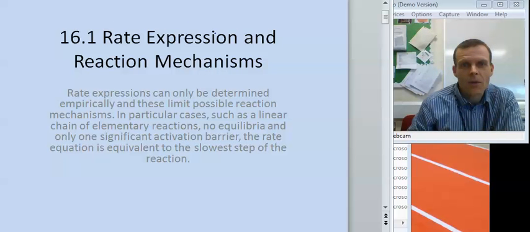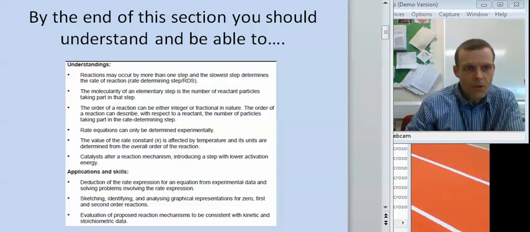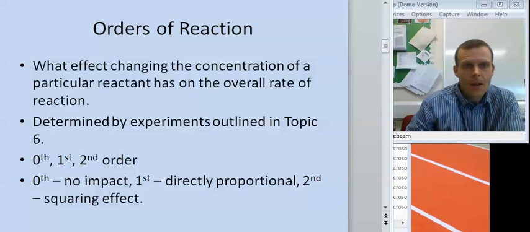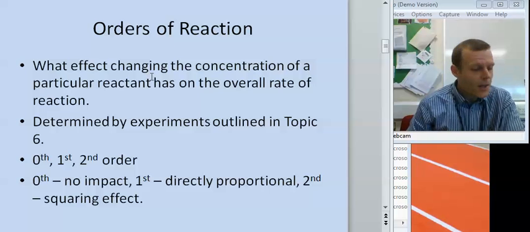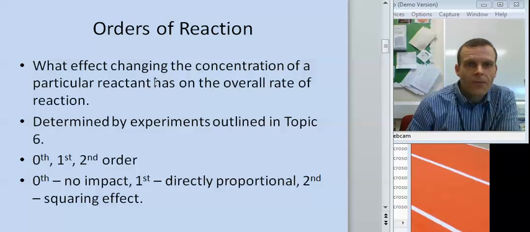So the whole purpose, really, or one of the large purposes of investigations into rates, is to get this idea of mechanisms. How do things collide? How do they react? So that's what we're covering. And we're going to start with this idea of orders of reaction. So how does changing the concentration of a reactant affect the rate?